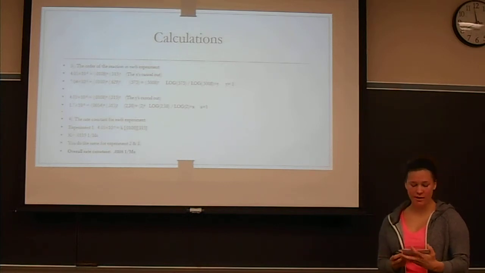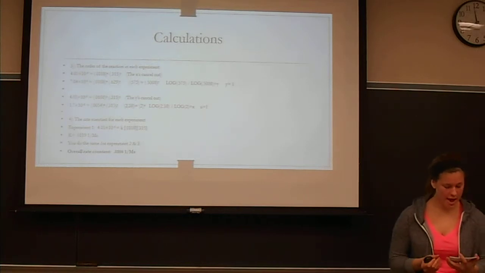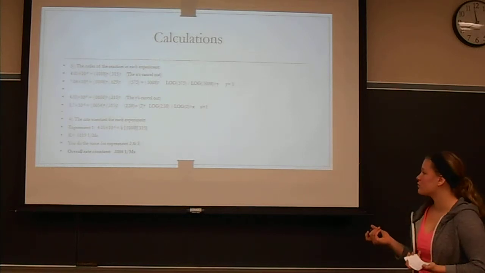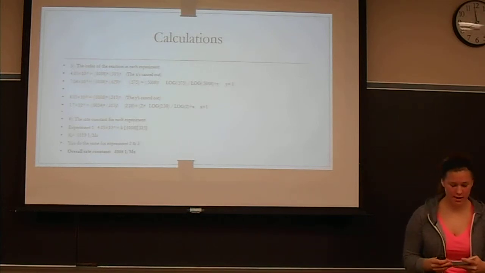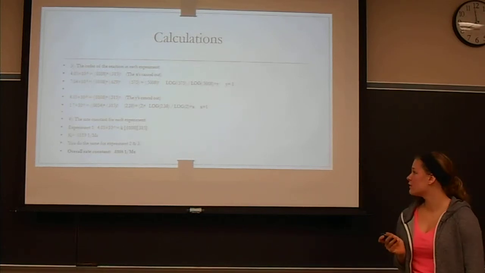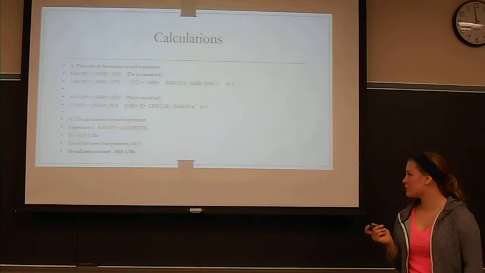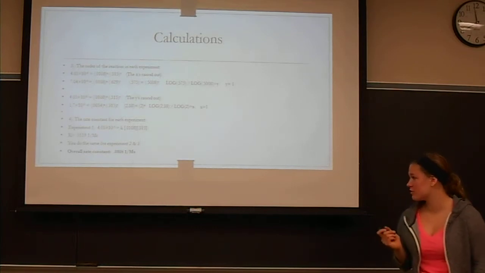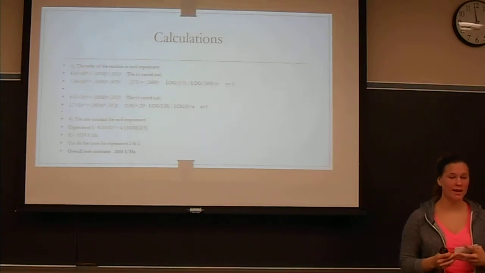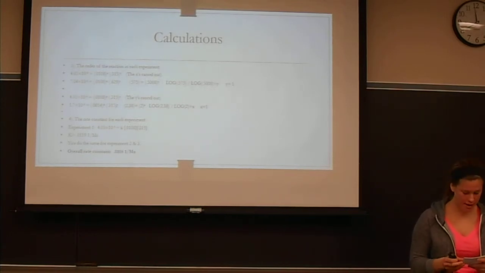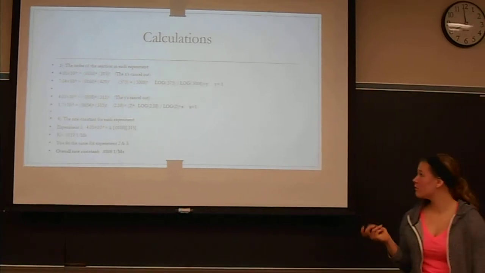And then we were to find the rate constant, the overall rate constant for all 3 trials. And we did that by, I took the first one, which was 4.05 times 10 to the negative 5th equals k times the concentration of KMnO4, which was 0.0108, and the concentration of oxalic acid, which was 0.315. And I ended up getting 0.0119.